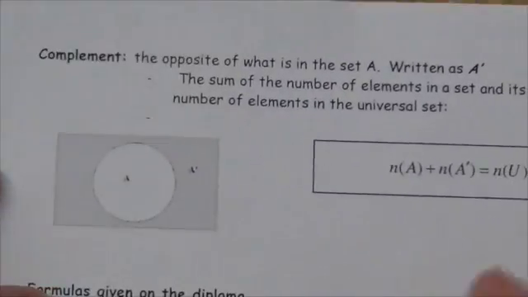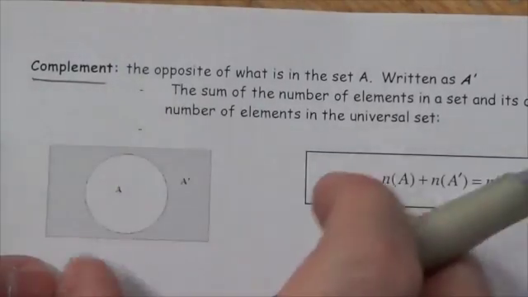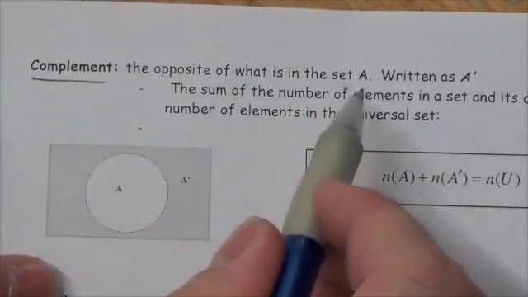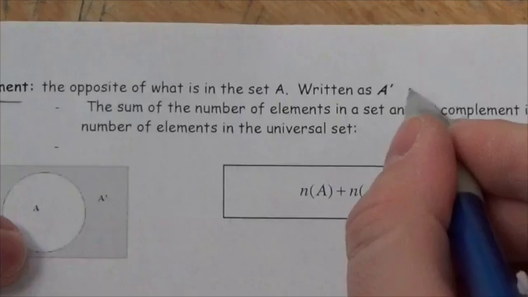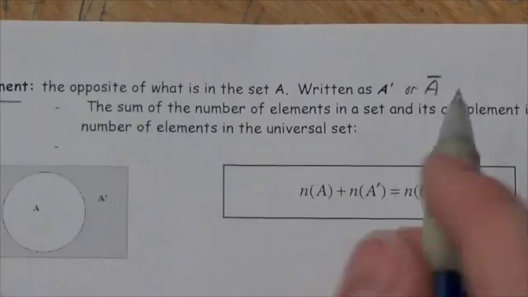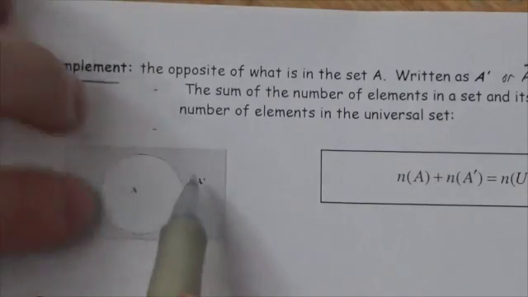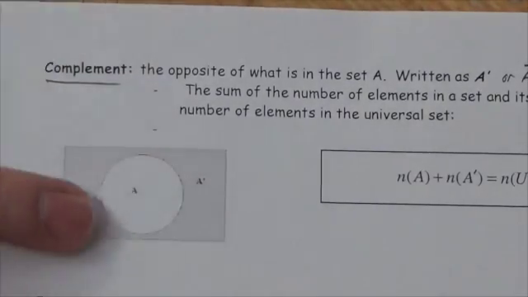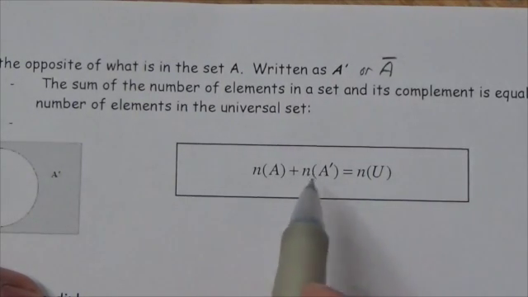Now, a couple more little things before we start looking at some questions. A complement in a given universe is the opposite of what is in set A. Sometimes it's written as A with an apostrophe, or A bar, which we would say as not A. If you've got a set here, the complement is what's outside. It's still in the universe, it's just the opposite. The best way to think about this is that the number of objects in A plus the number of objects in not A is the number of objects in the universe. It covers the whole universe.